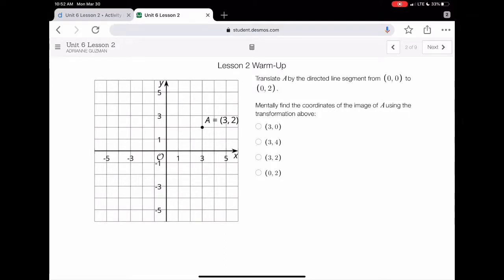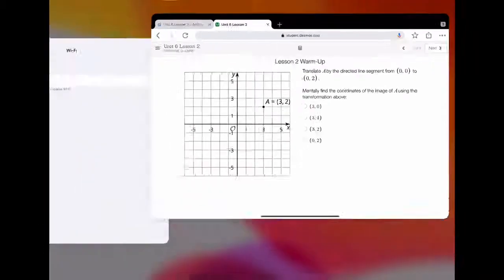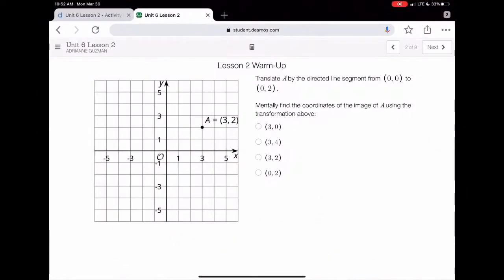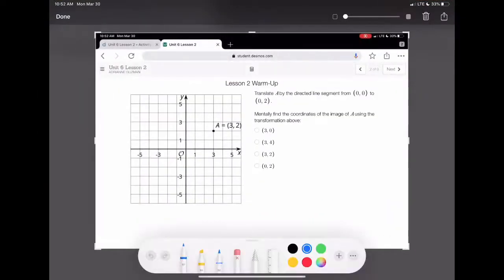All right, so for the warm-up, there's a few problems here, but we're going to start with this example. It is multiple choice, so don't just guess. Make sure that you understand because you want to get the answers right. Translate A by the directed line segment from 0, 0 to 0, 2. Now, there's no line segment here, but if I were to create a line segment, let's say, and it says from 0, 0, that's this point, to 0, 2. So 0, 2 is here.